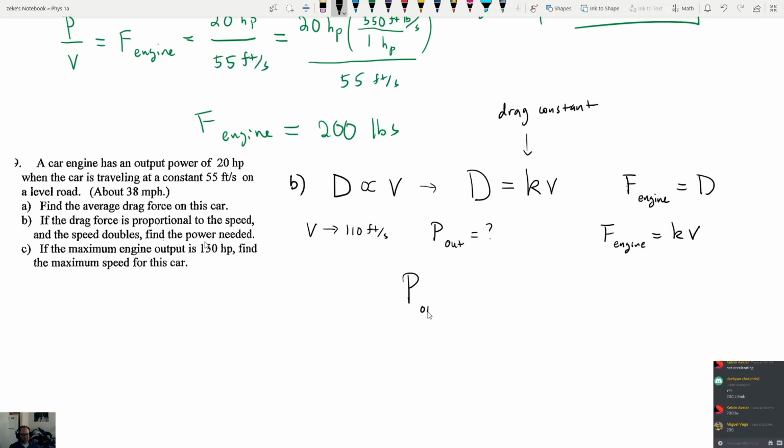The output power of the car, we said, was equal to the force of the engine multiplied by its velocity. But the force of the engine is actually now equal to K times V. So this becomes K times V squared. So now we just need to solve this. But we need to find the drag constant. How could we do that? How can I figure out what that drag constant is?